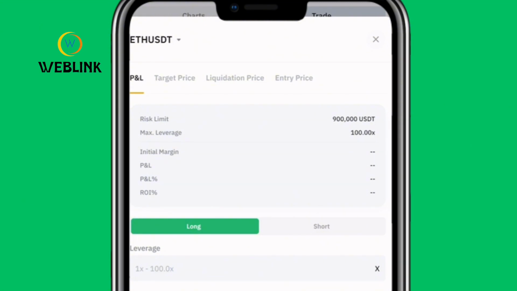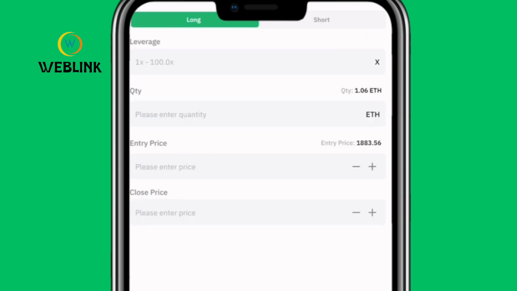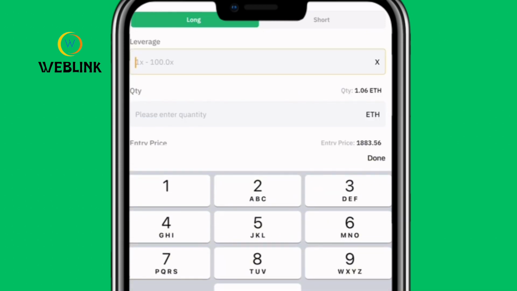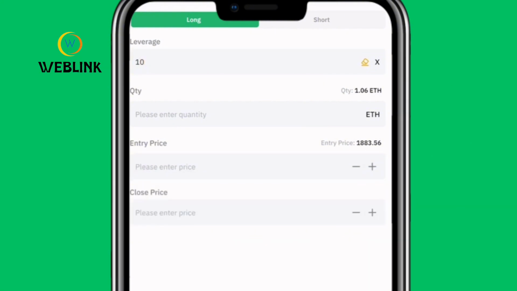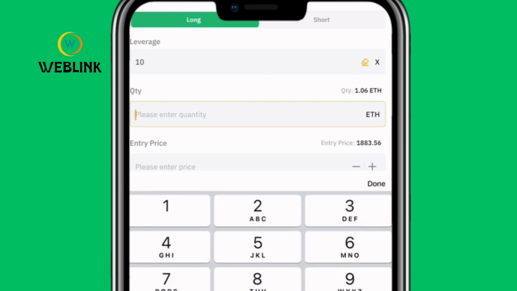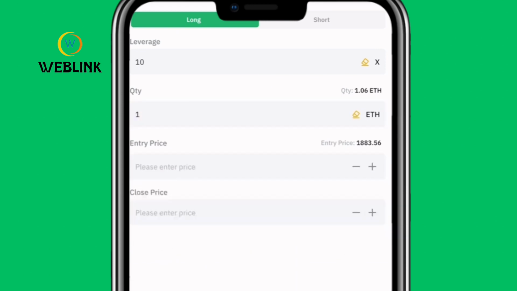Now, let's say, for example, you want to calculate your P&L. P&L means profit and loss. So let's say, for example, you want to long. The first thing is to pick whether you want to long or short. The next thing is to pick the leverage you want to use for the trade. So let's say, for example, I want to use 10x leverage. And then you want to pick the quantity of ETH you want to trade. So let's say, for example, I want to pick 1 ETH to trade, just 1 ETH.